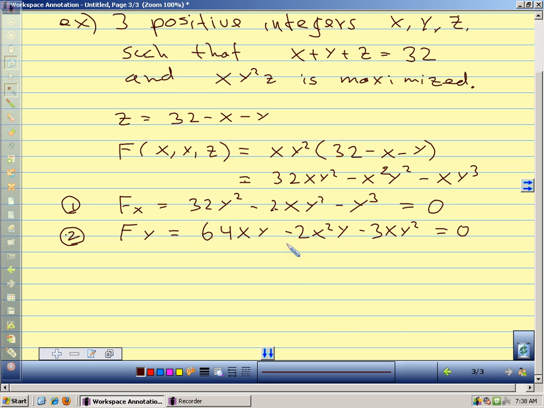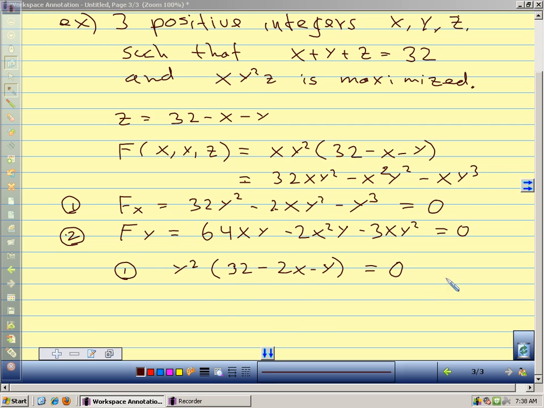So for the first one, I'm going to factor out a y squared. So I'll have y squared times 32 minus 2x minus y equals 0. So one possibility here is that y equals 0. But we want non-zero integers. If x equals 0 and y equals 0, our problem is not as interesting. So we're going to ignore y equals 0.